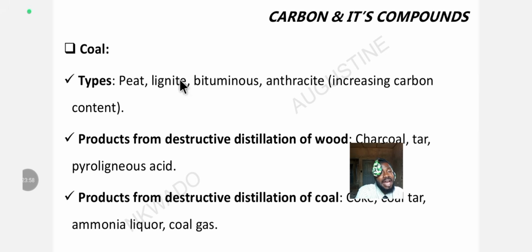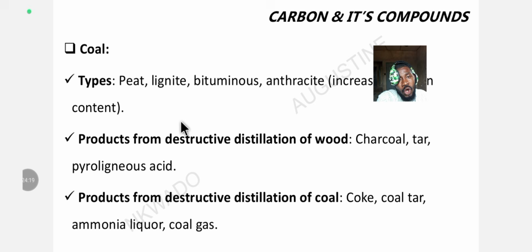The anthracite. And among this list, the lowest carbon content is the peat, while the highest carbon content is the what? The anthracite. All right. So ensure you know the lowest and the highest. The lowest is the peat. The highest is the anthracite. All right. So the destructive distillation of wood forms some products such as charcoal, tar, and pyroligneous acid.